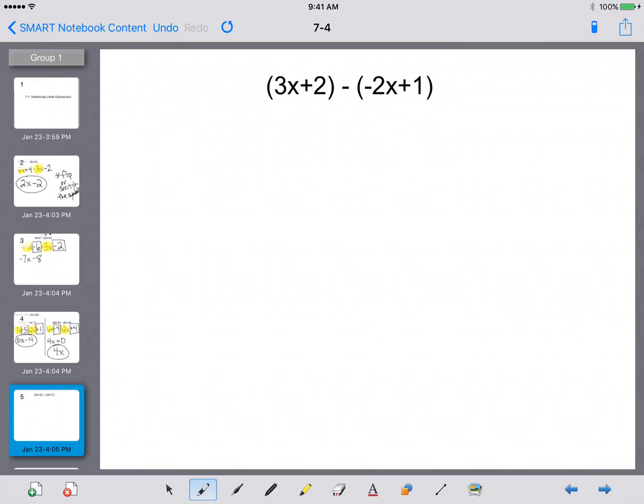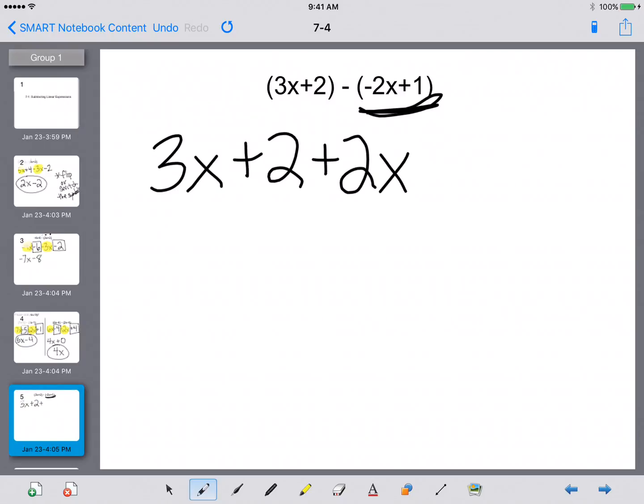Now here's just another example: 3x plus 2 minus negative 2x plus 1. So like I said before, the first part stays the same, 3x plus 2. This subtraction sign turns everything in here to its opposite. So if it's negative 2x, it becomes positive 2x. If it's positive 1, it becomes negative 1.